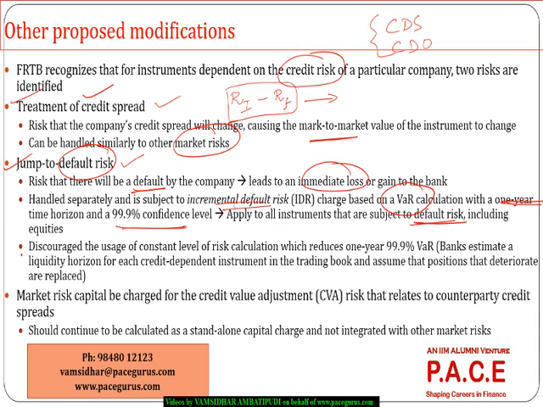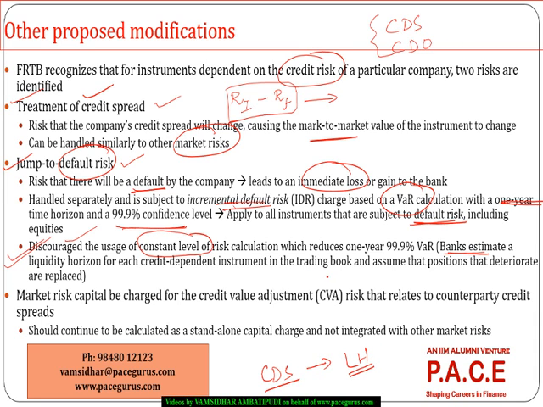But if you try to remember, associated with the liquidity, earlier in 2.5 we were talking about the usage of constant level of risk calculation, but this time FRTB has proposed that we should not go ahead with the constant level of risk calculation. When I say constant level, earlier, if you remember, the banks were estimating the liquidity horizon for each credit dependent instrument. So let's say we are talking about a CDS.